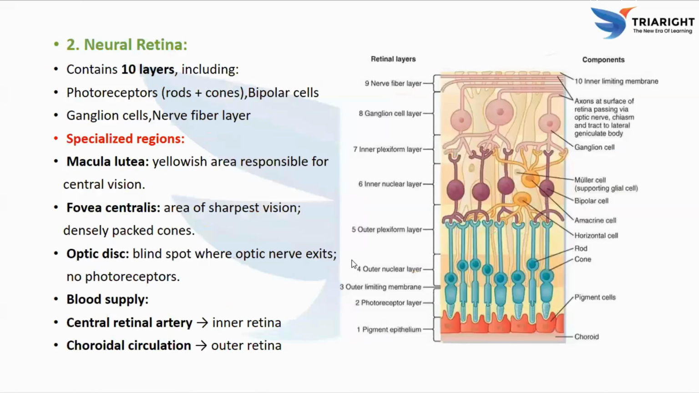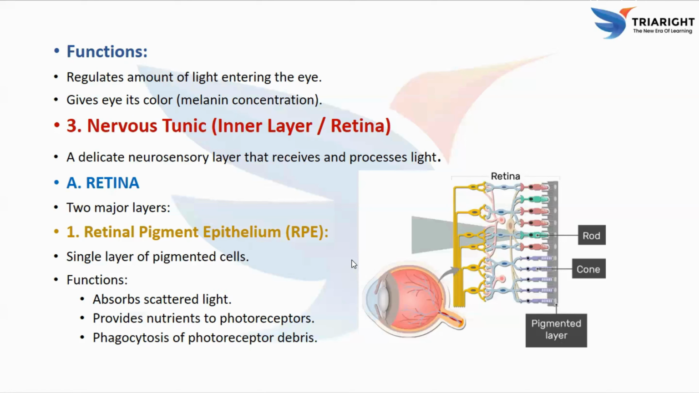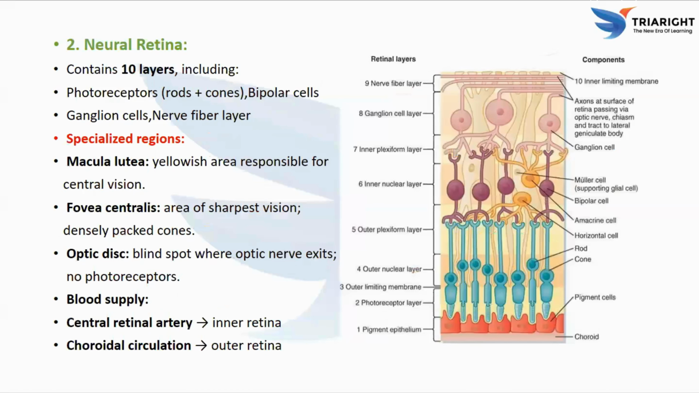So next, about the neural retina. The neural retina consists of 10 layers, which include the photoreceptors, bipolar cells, ganglion cells and nerve fiber layers. So what are the retinal layers?